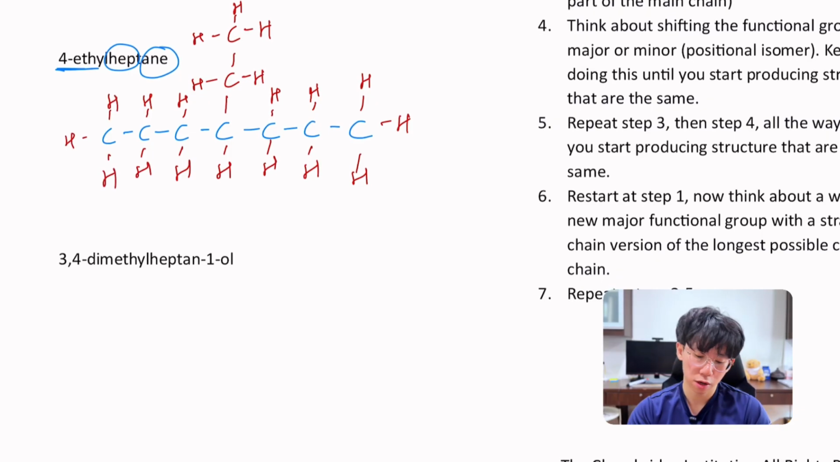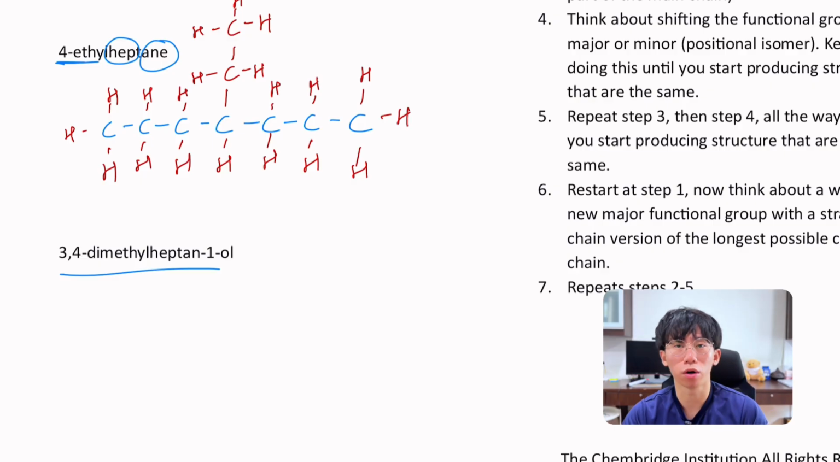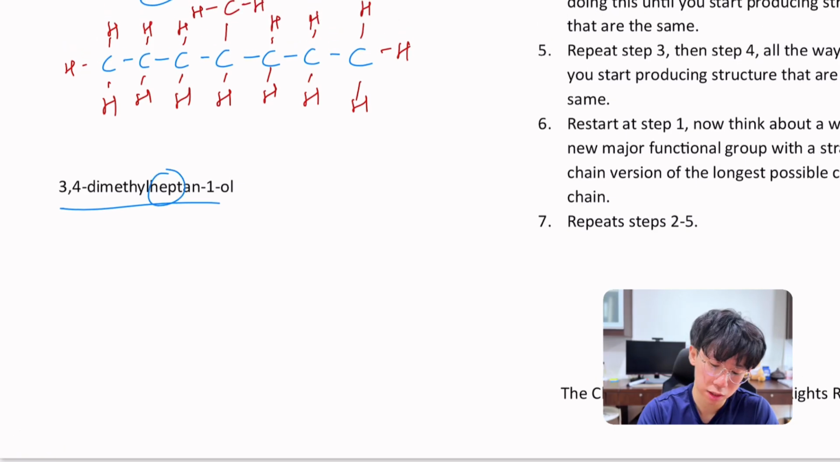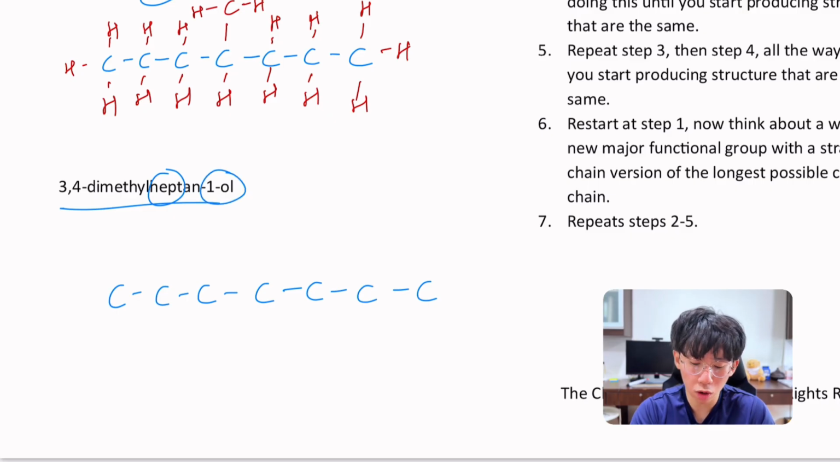Let's move on. 3,4-dimethyl heptan-1-ol. Now there's a lot of different parts here, but if you break this down, it's actually pretty simple. Heptane, hept, means that there's 7 carbons. 1-ol means it's an alcohol, so there's an alcohol group on the first carbon. Let's treat the carbon here as the first carbon. So this is actually carbon number 1. Please take note.